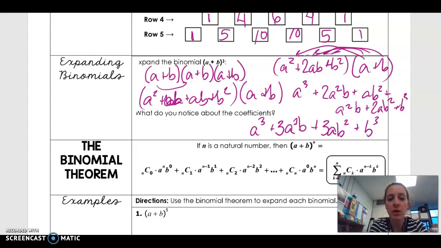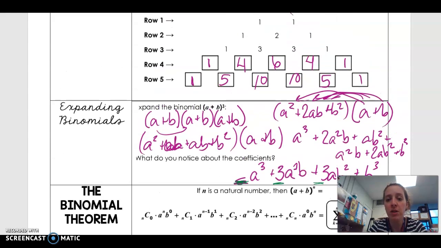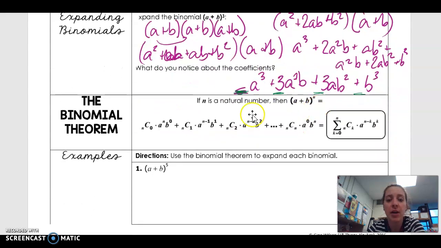So I want you to notice the coefficients. And remember, the coefficients are the numbers in front. So I've got a 1, 3, 3, 1. That should hopefully look familiar as something up here. 1, 3, 3, 1. So these are the coefficients from row number 3. If I look back up at Pascal's triangle, I see that those are the coefficients there. So now we're going to use that to help us get there.